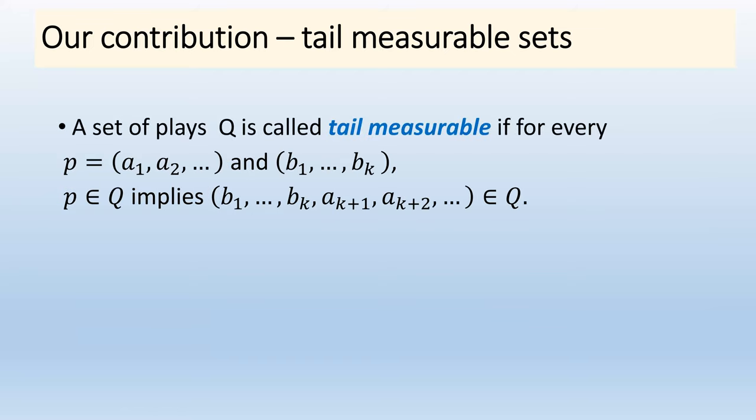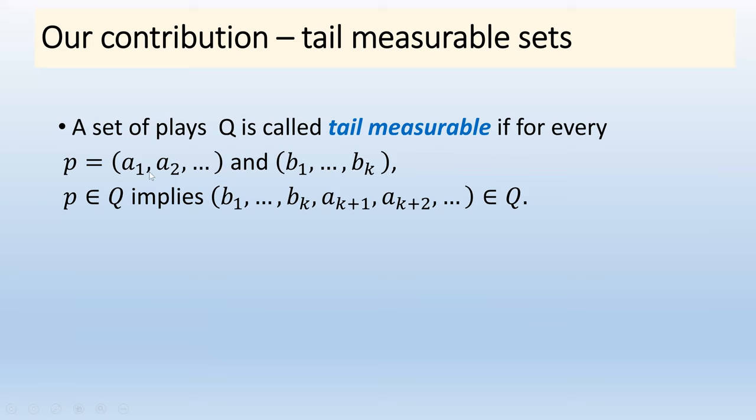So when is a set of plays tail measurable? When the membership of a play in the set does not change when we change the actions played in finitely many periods. In other words, we have two plays here. I hope you can see my cursor. Yes, you can, okay. So this is one play, P, a1, a2, and so on. And here are k action profiles, b1, b2, up to bk.